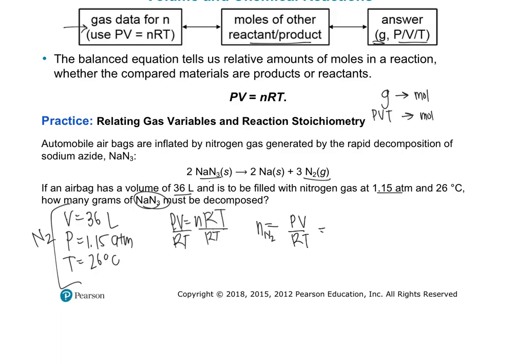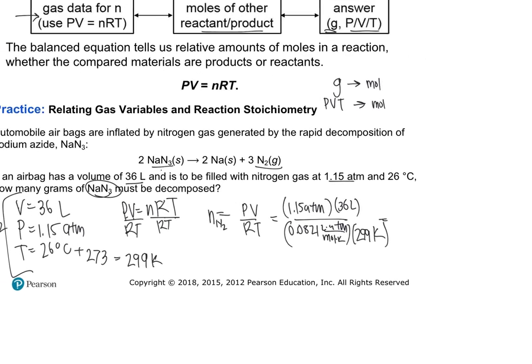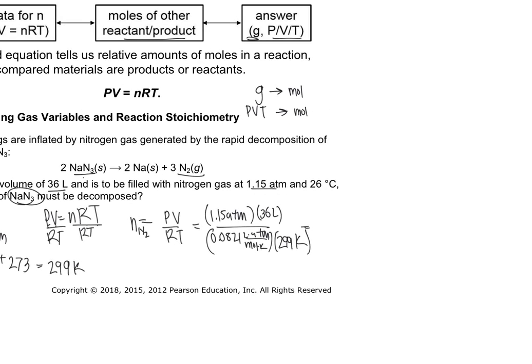So then I'll plug in the values. We get our pressure of 1.15 atmospheres times our volume of 36 liters divided by 0.0821 liter atmosphere per mole Kelvin. And our temperature is 26 degrees Celsius, so we're going to add 273 to get 299 Kelvin. So when we plug all of that in, our moles of nitrogen gas is 1.7 moles of N2. But it doesn't care about that.